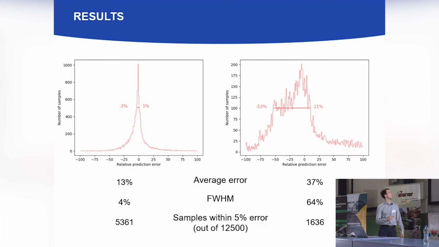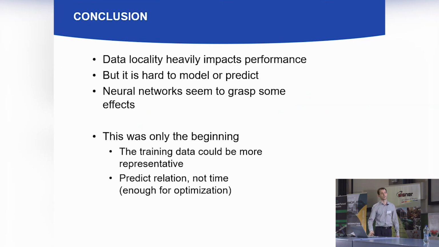So it behaved way better than the linear regression. The average error was smaller. The width was way smaller, and we also got more acceptable predictions. Well, that's it. It seems that neural networks can grasp some of these nonlinear effects of data locality, but there is a long way to go. This was just scratching the surface.